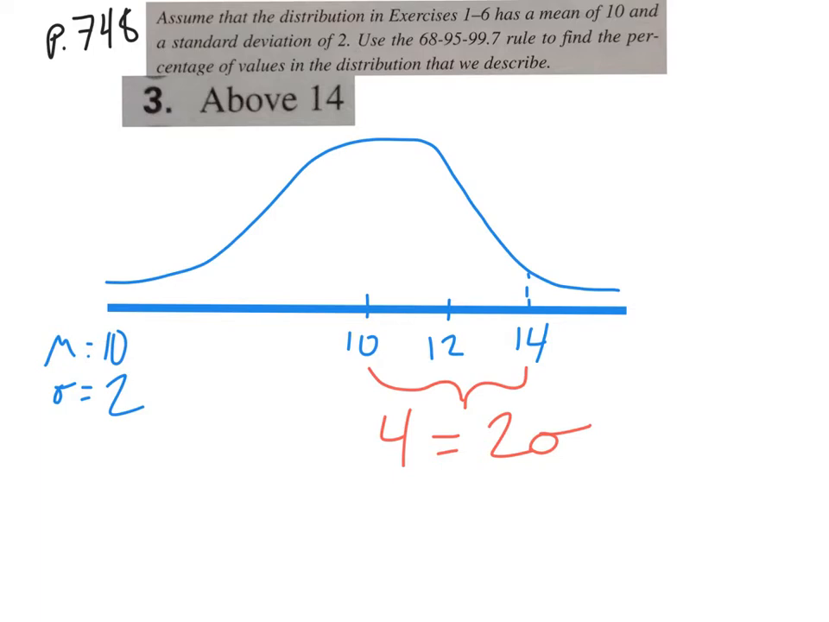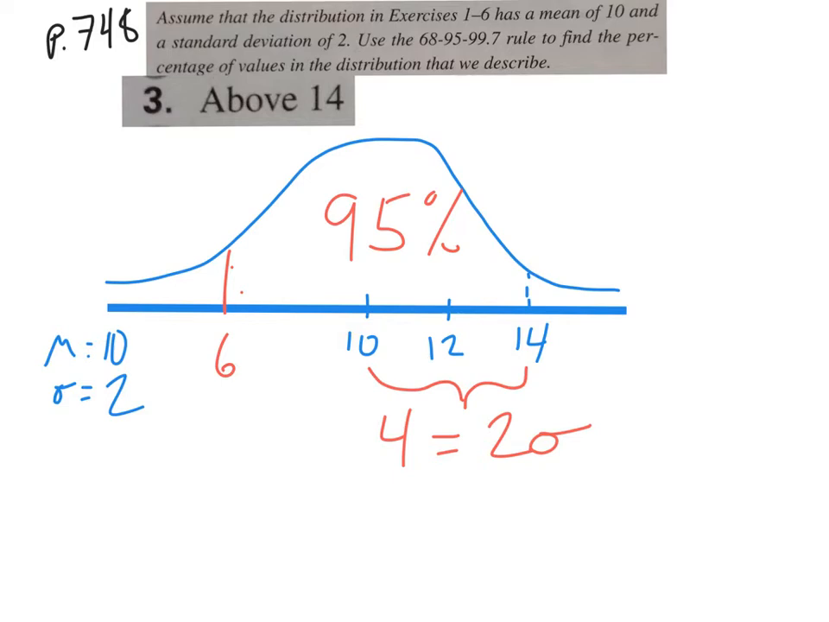So what's 2 below? That would be 10 minus 4, that would be 6, right? There we go. So we know that 95% of our data values lie within this range, according to that rule. So from 6 to 14, 95%.